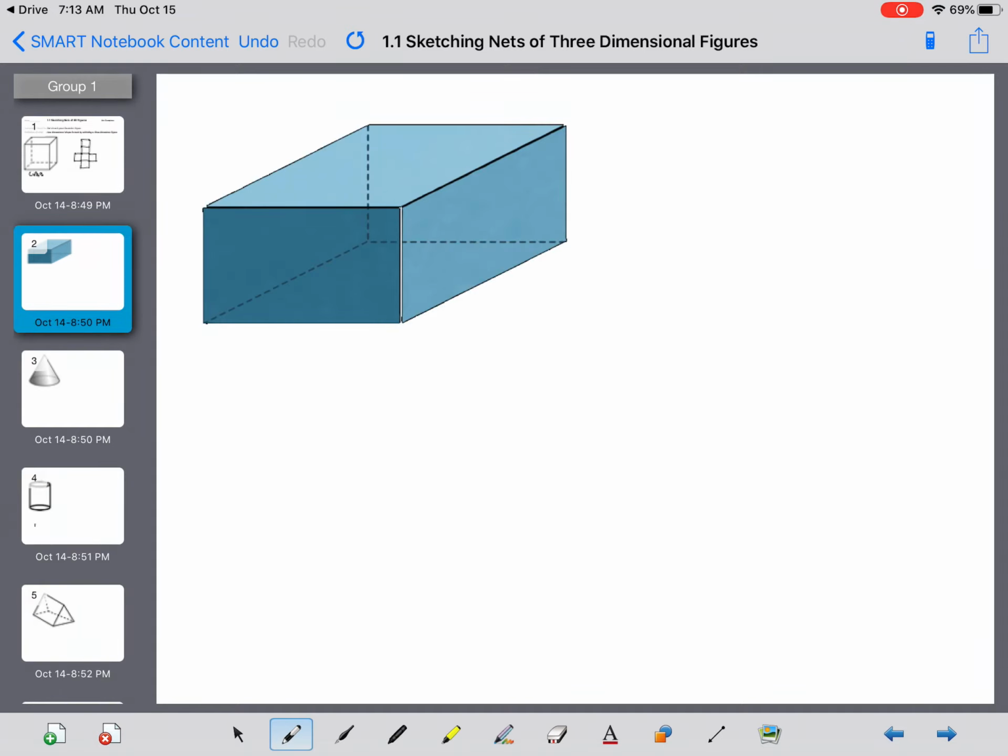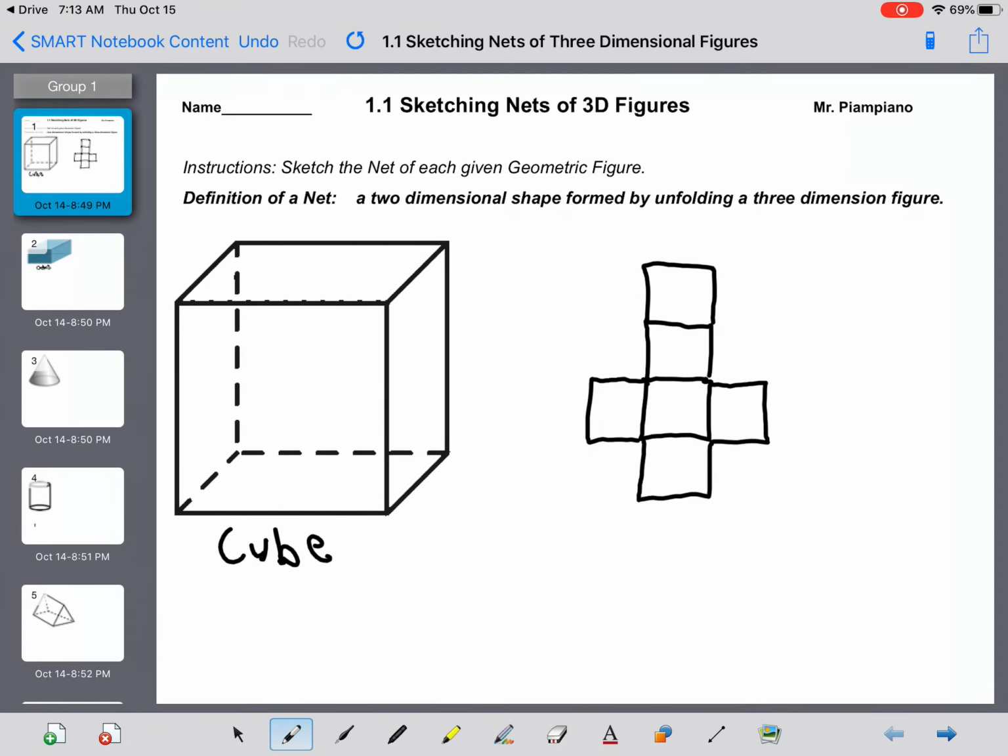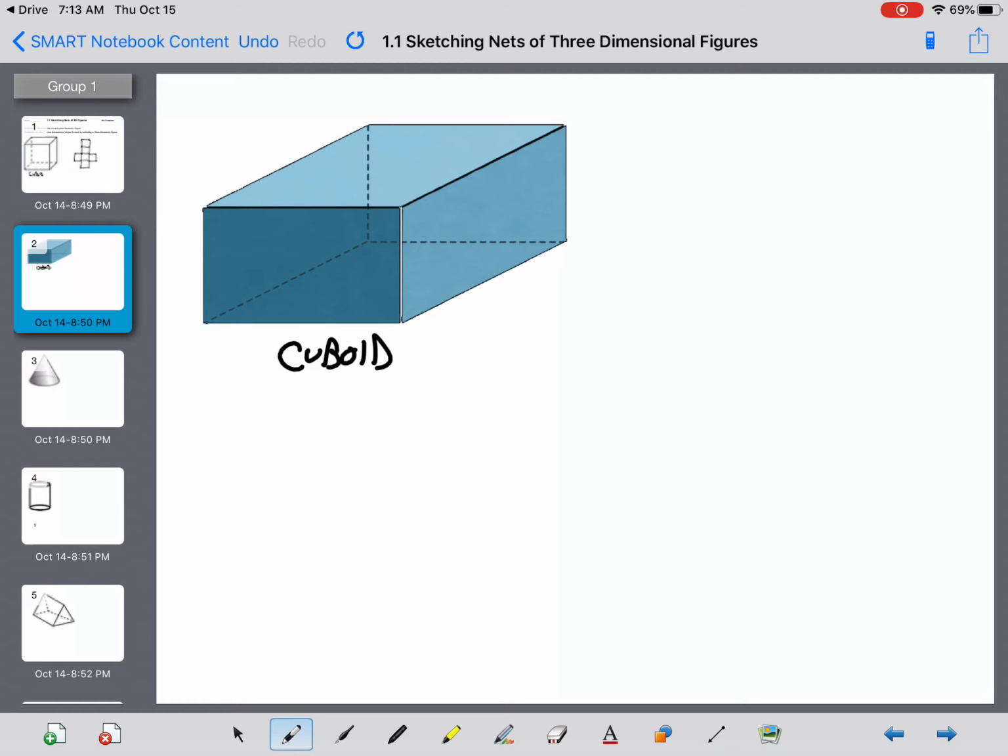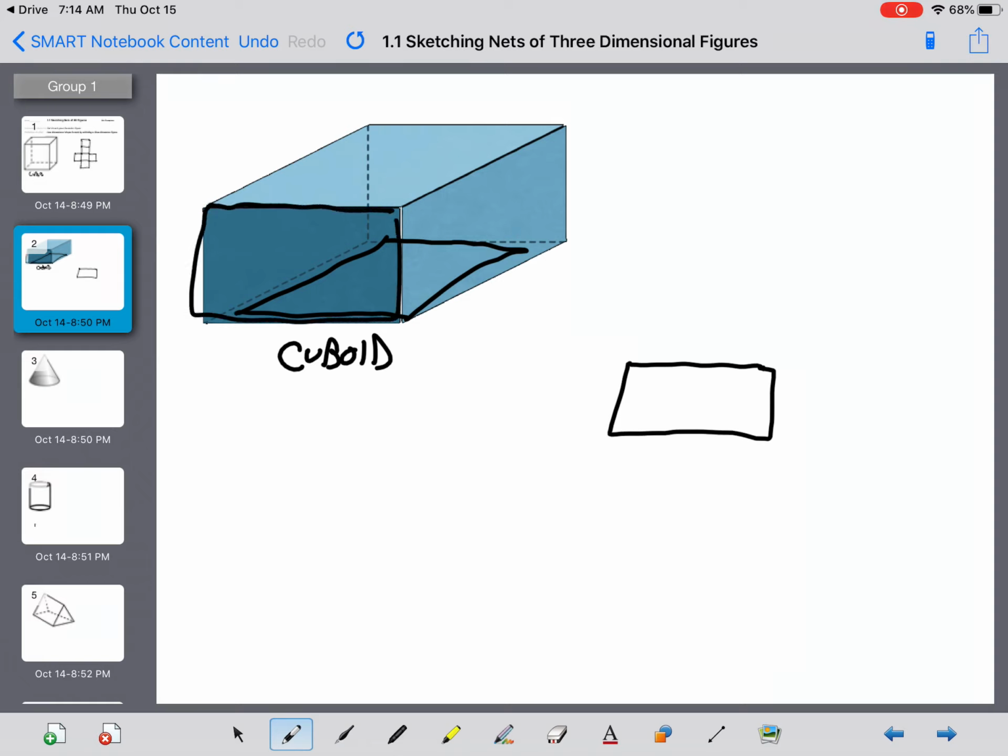Your next one. Okay, this is considered a cuboid. It has a very similar net to the cube that we just did, except instead of squares, we're now going to use rectangles. So the base or the bottom of this cuboid right here is your first step. And very similarly, if you folded the sides down, meaning the shorter sides like this one and this one back here, they would fold this way.